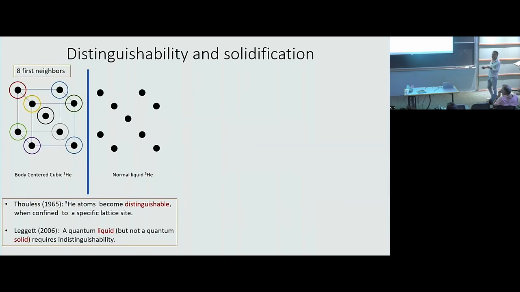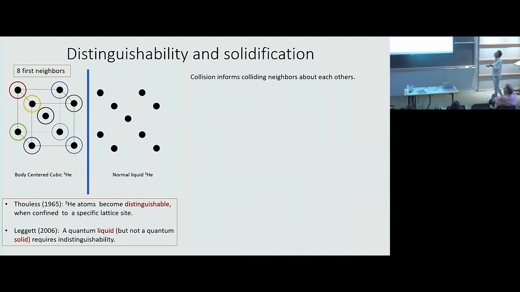Helium-3, when it becomes a solid, is a quantum solid in the way that each atom frequently visits its neighboring sites. But there is a site. Because of this, these atoms are distinguishable. Each atom has a site, and it can wander around that site by visiting the neighbors. In the case of liquid helium, a quantum liquid, there is no such site.